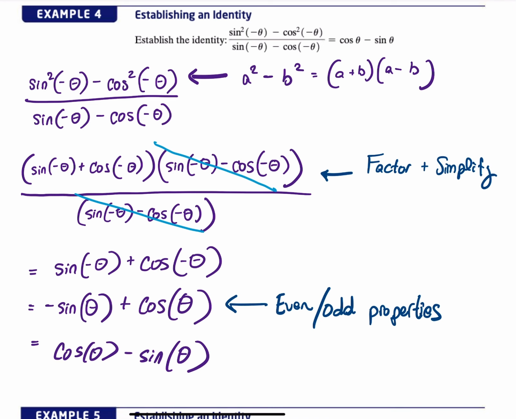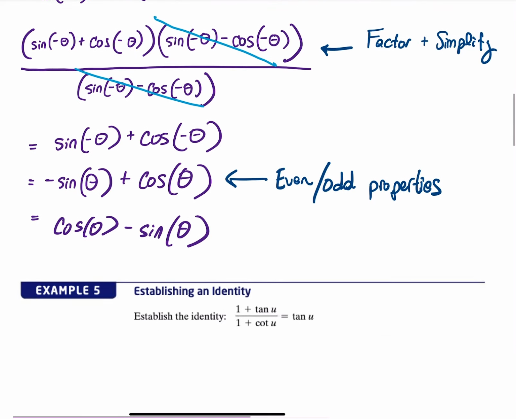All right, let's look at example 5. We want to establish that 1 plus tangent over 1 plus cotangent equals just the tangent. Can this be true? So let's take the more complicated side, the left side, 1 plus the tangent of u, and then we have 1 plus the cotangent of u on the bottom.